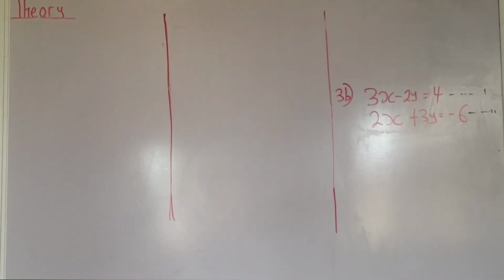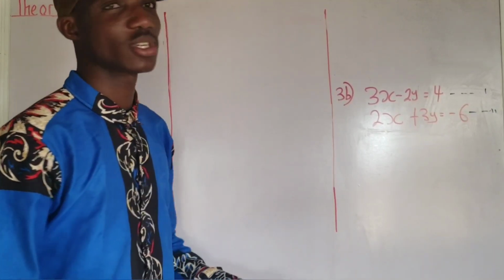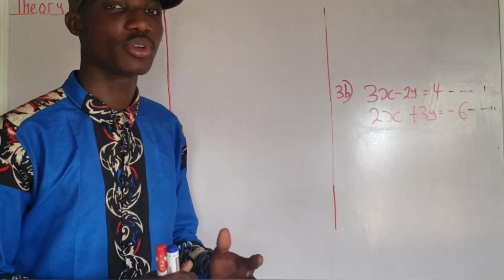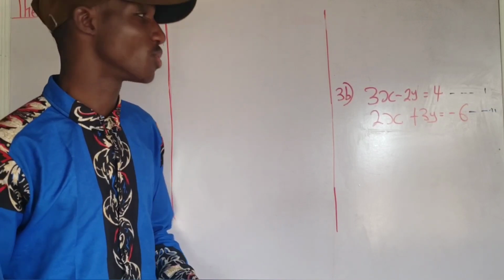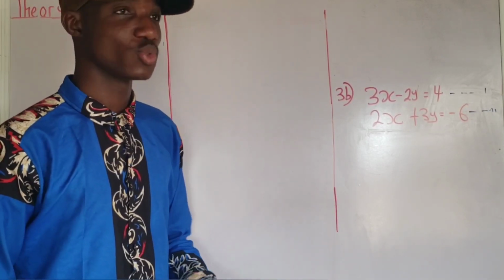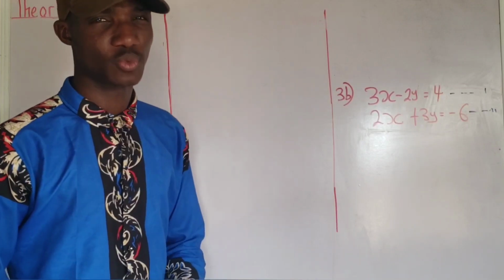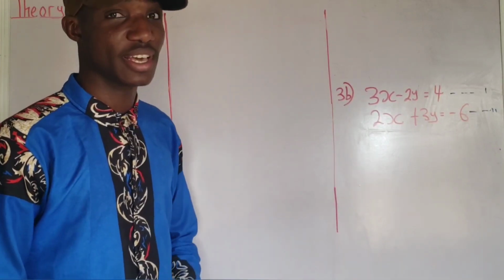Okay, let's solve this using the elimination method. To solve this question using the elimination method, the first step is to identify the unknown that you want to eliminate. Don't forget we have two unknowns, x and y. Which unknown should we eliminate? Should we eliminate x or y? Well, that depends on your choice. I'm going to eliminate x.